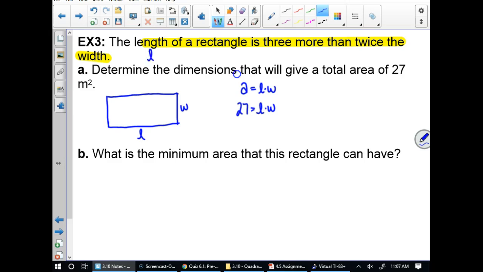So length tells you to write an L. Of a rectangle. Is, what does is tell you to do as far as math symbols go? Equal sign. So L equals 3 more than. So 3 tells me to write 3. What does more than tell me to do? Plus. Twice the width, what's that tell me to put? 2 times the width. Or you might have L equals 2W plus 3, because you could switch the order on that. Actually, I think it's going to be a little easier to deal with if I make it 2W plus 3. I think it just looks a little prettier. So the length is the same as 2W plus 3.